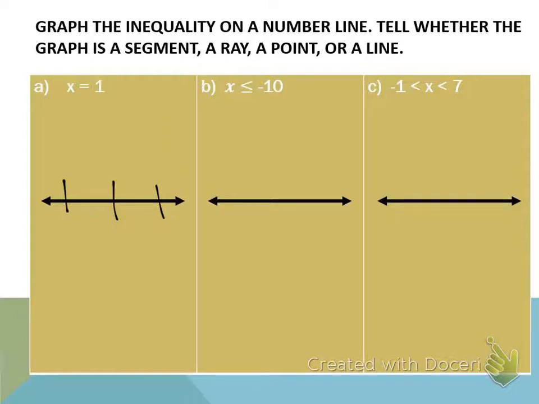All right. What number should we have plotted in A? We should have 1, and then I would just go up 1 and down 1. So it says x equals 1. There's not an inequality, so what you're going to do is put a dot at 1. X is 1. And that's it. So what we graphed, was it a segment, ray, point, or a line? It was a point.